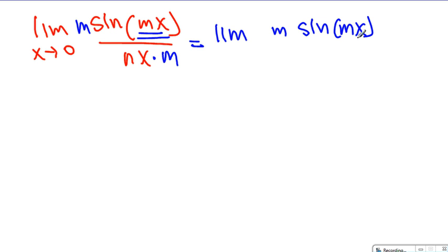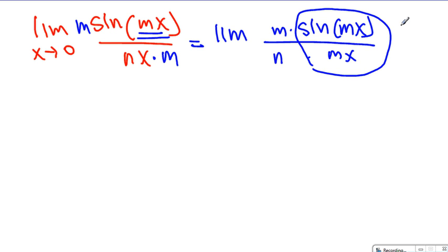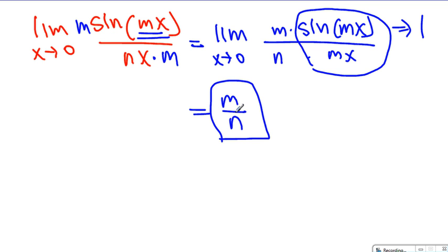mx over n times mx. Just like before, we realize that this portion is equal to 1, and as x approaches 0, this whole expression will simplify into m over n. This is quite interesting because m happened to be the coefficient of x in the sine function, while n was the coefficient in the denominator. In fact, some people memorize this as a technique to evaluate trig functions rather quickly.